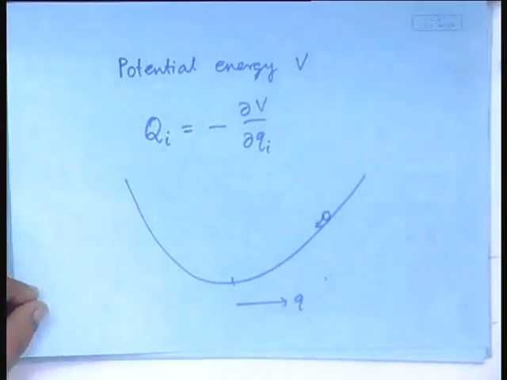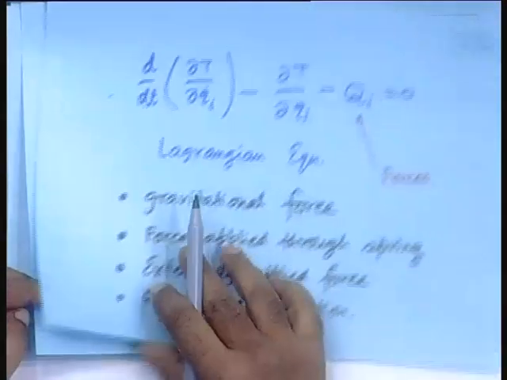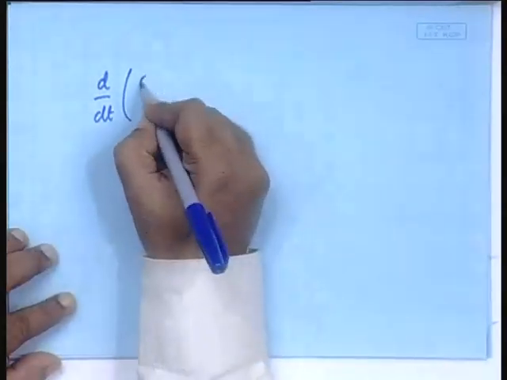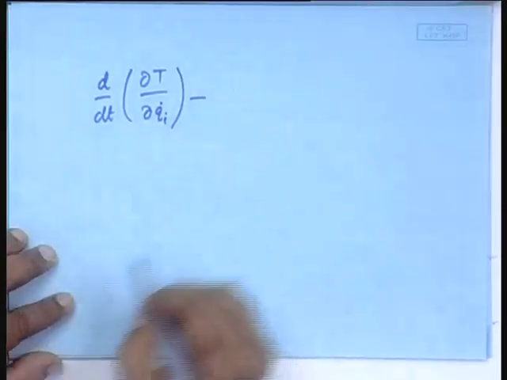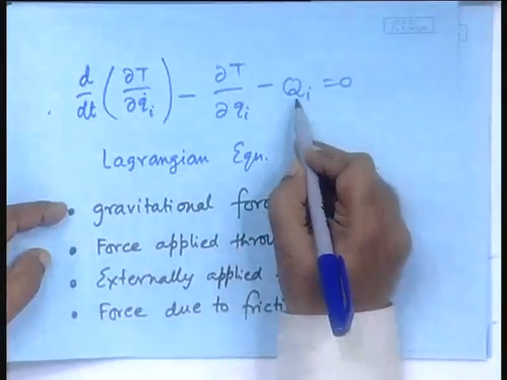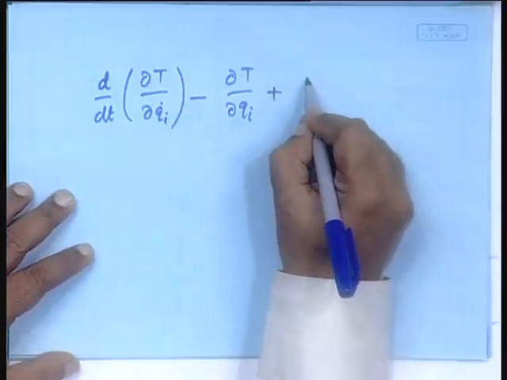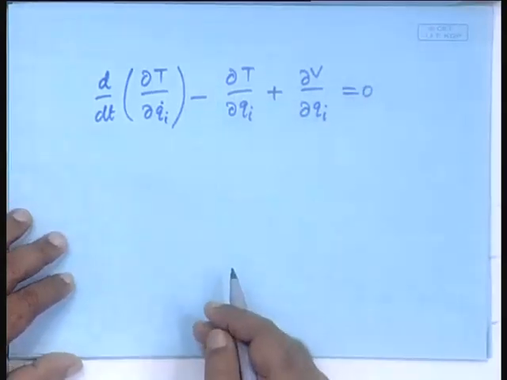But once you assume this, then this can be substituted from there. We will substitute and write d/dt of the derivative with respect to qi dot, minus, here we substitute minus dV/dqi. So, this will be plus dV/dqi.